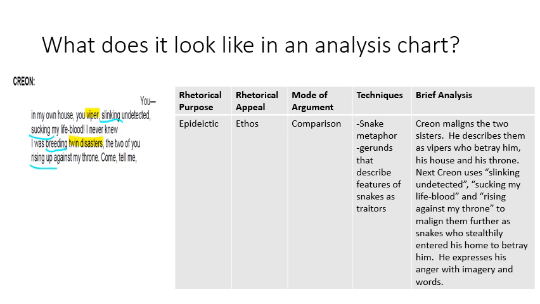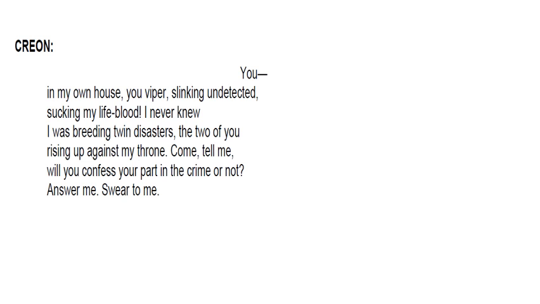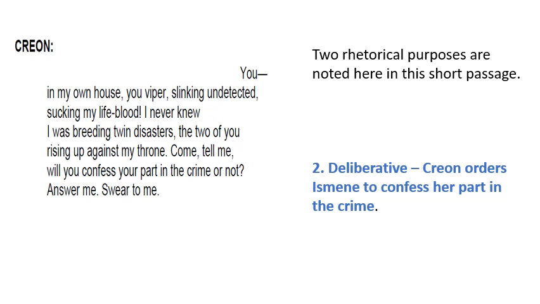So let's look at the next slide. And again, here we notice there are two rhetorical purposes, but the first one has been described in detail. Now we're looking at deliberative. If you look at the next component: "Come, tell me, will you confess your part in the crime or not? Answer me, swear to me." Creon orders Ismene to confess her part in the crime. So this is to do or not to do, to confess, to swear. These are all deliberative orders and actions that he wants and compels her to do with a forceful, aggressive tone.